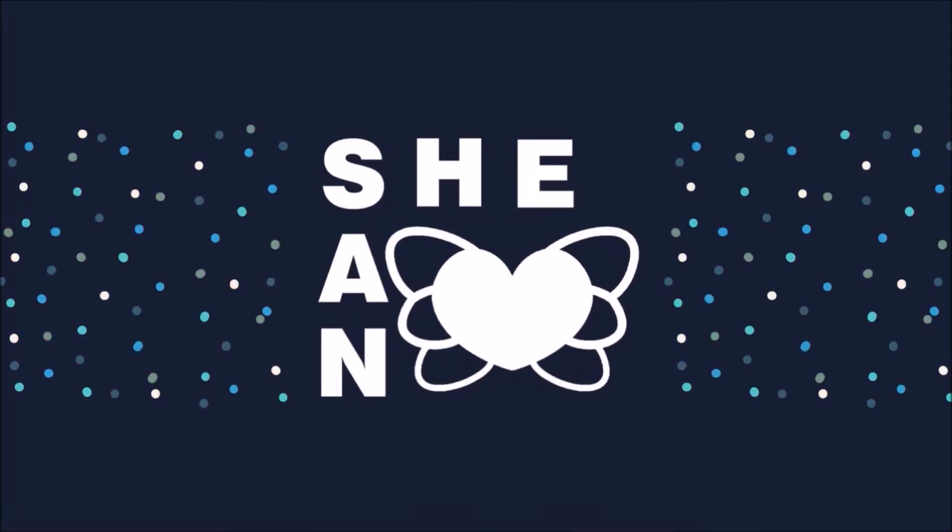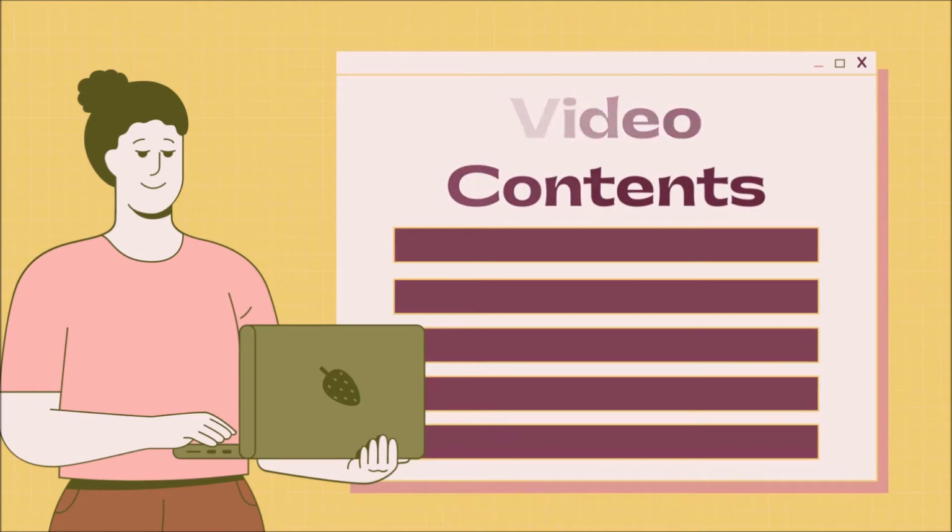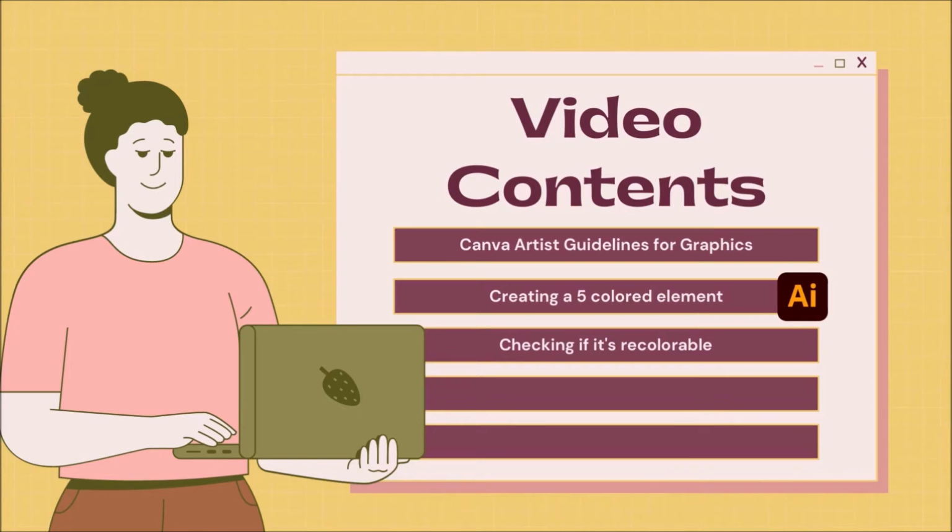Recolorable Element Tutorial by Sheila using Illustrator. Here are the video contents: Canva Artist Guidelines for Graphics. Creating a 5-colored element using Illustrator. Checking if it's recolorable. Searching for keywords in Canva. Contributing the SVG file to Canva.